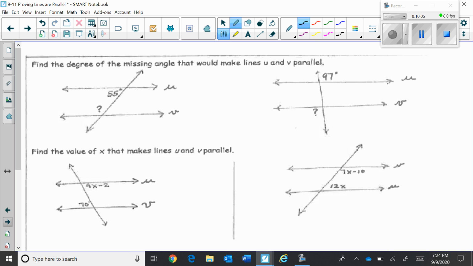It says to find this. These problems right here are worded very oddly, I will admit. It says find the degree of the missing angle that would make lines U and V parallel. That's really weird language to just say to solve the problem. Solve for the missing variable. You're just solving it. That's all we're doing here.